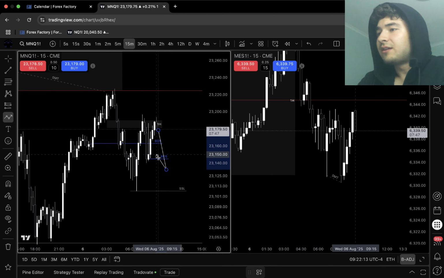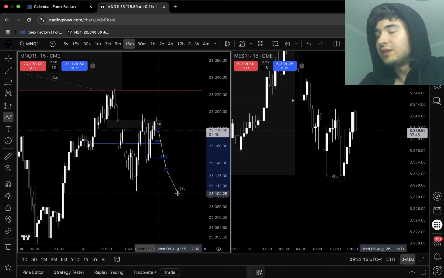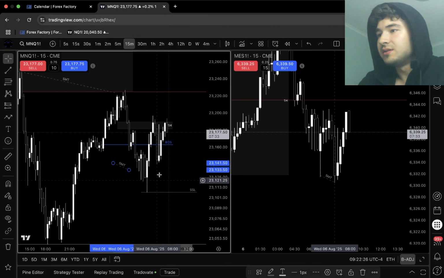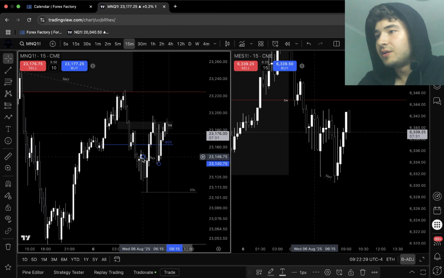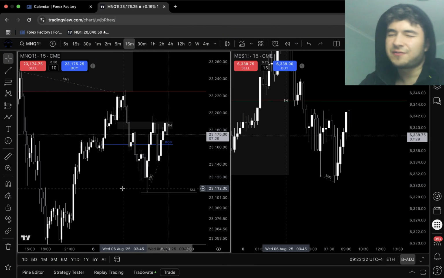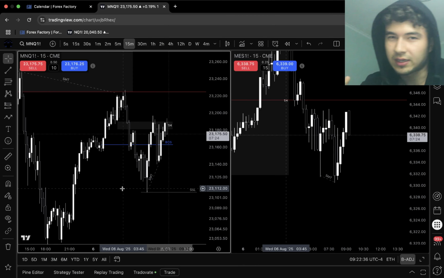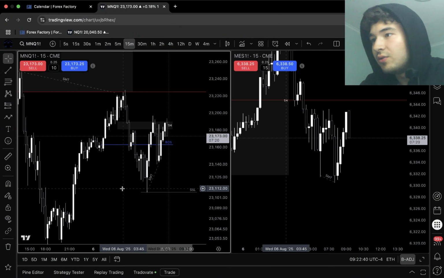I want us to dump down, create a breaker structure here so we could target this. But there's also this bullish SMT over here on these lows. So the high time frame looks really good for a short, but the low time frame looks more like a long, and I don't like it. It kind of makes me confused. I don't know what to do.